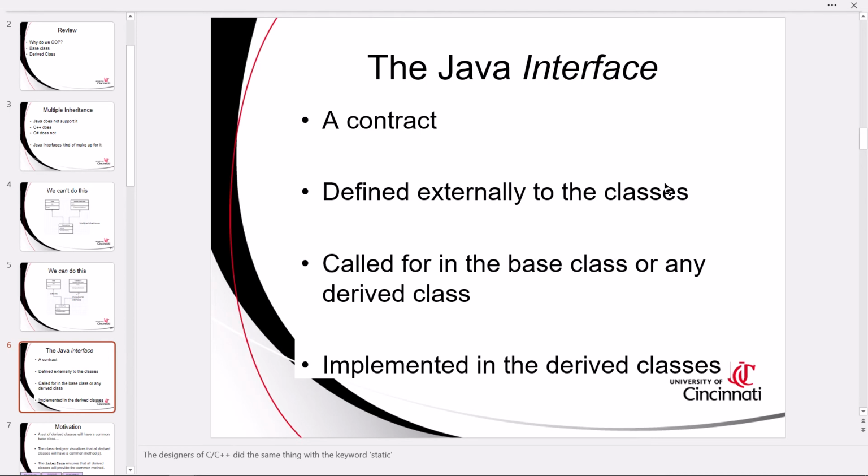In Java, an interface is considered a contract. It's created as its own entity in the project. It's its own file. It's not a class, but it looks a little bit like a class in some ways. And if you inherit from a base class that implements an interface, then you are responsible for taking care of that if you were in the derived class in some situations.